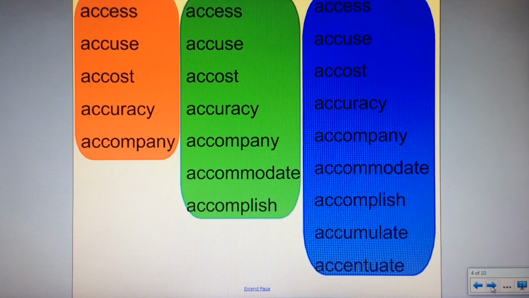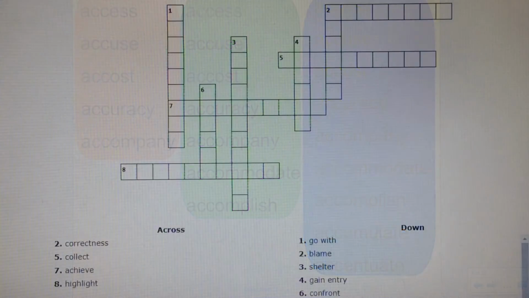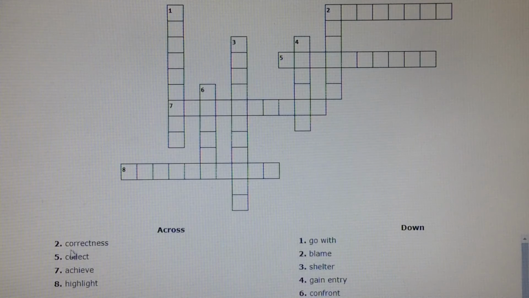Okay, so that's your 5, 7 and 9 spellings to be learning this week. Let's have a quick look at the website with the crossword on and see how it works. This is what the crossword website looks like. Quite similar, you need to just read the clues. For example, 2 across is correctness. I know that that's a synonym of accuracy.